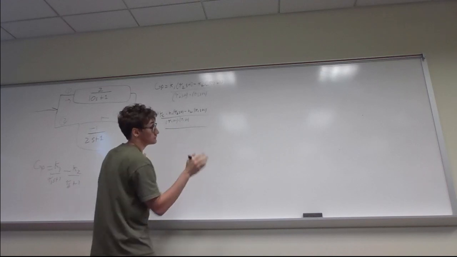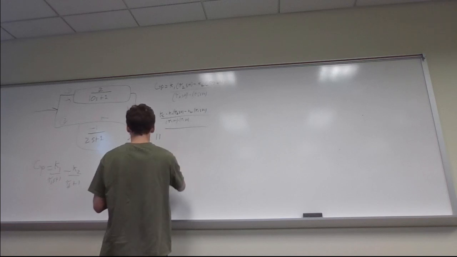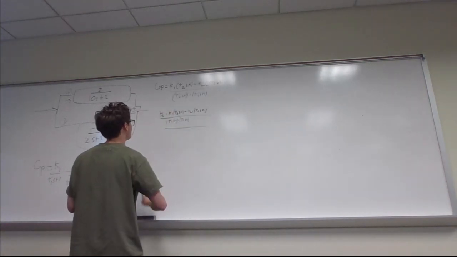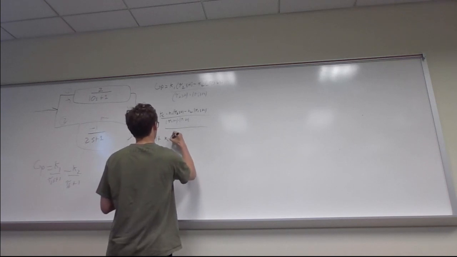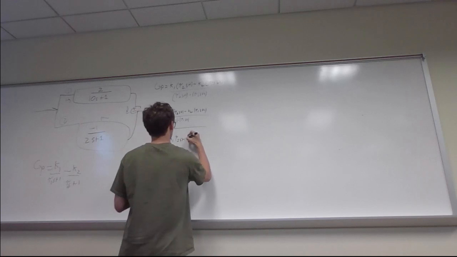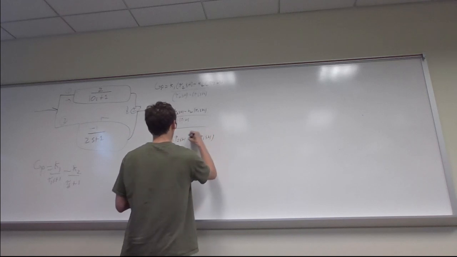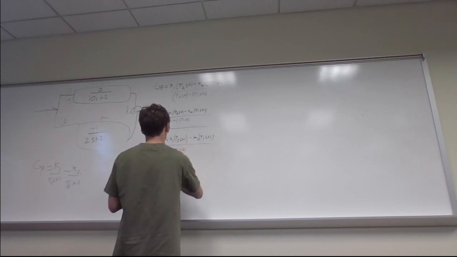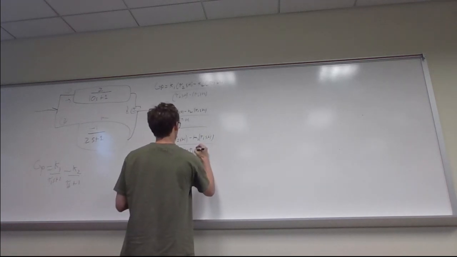Now, 1 plus. Oh shoot, wait a second. It's the same thing on the bottom, I think. Yeah, just 1 plus Kc times K1 tau 2 s plus 1 minus K2 tau 1 s plus 1, all over tau 2 s plus 1 times tau 1 s plus 1.